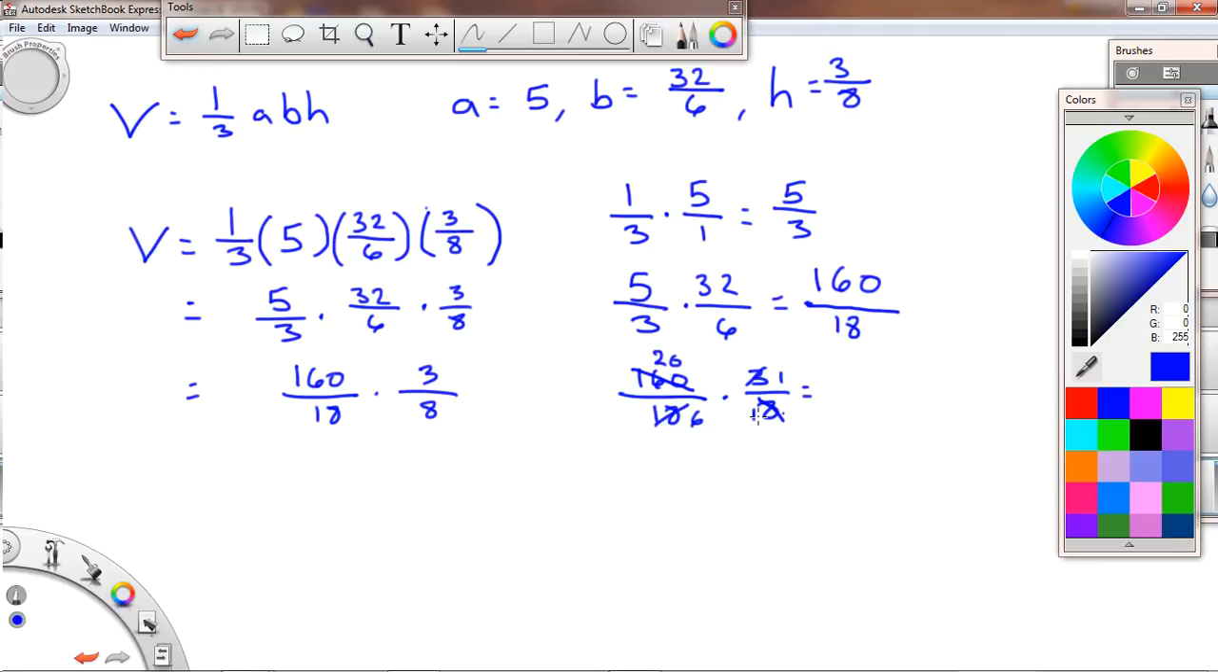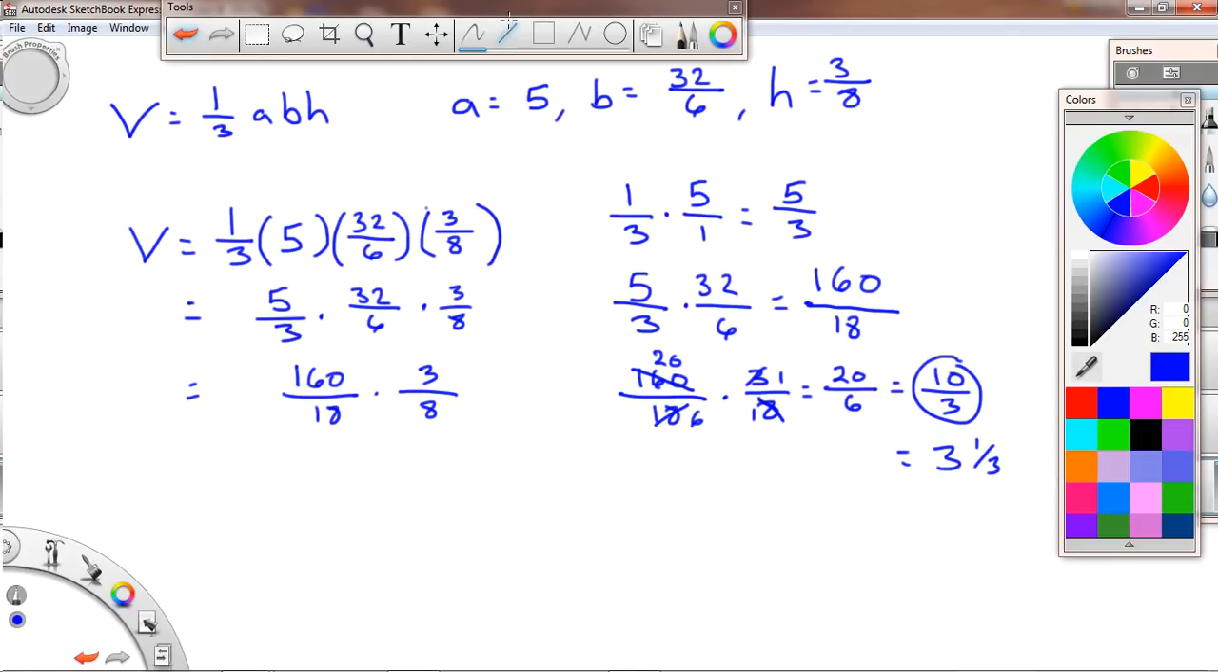And that is close to my final answer. But this can be simplified into 10 over 3. And this would be our final answer. The volume of this pyramid would be 10 over 3. What unit? Well, a foot times a foot times a foot would be a cubic foot. And this would be 10/3 of a cubic foot. And this is one of those cases where a mixed number actually makes a lot of sense. This would be 3 1/3 cubic feet.